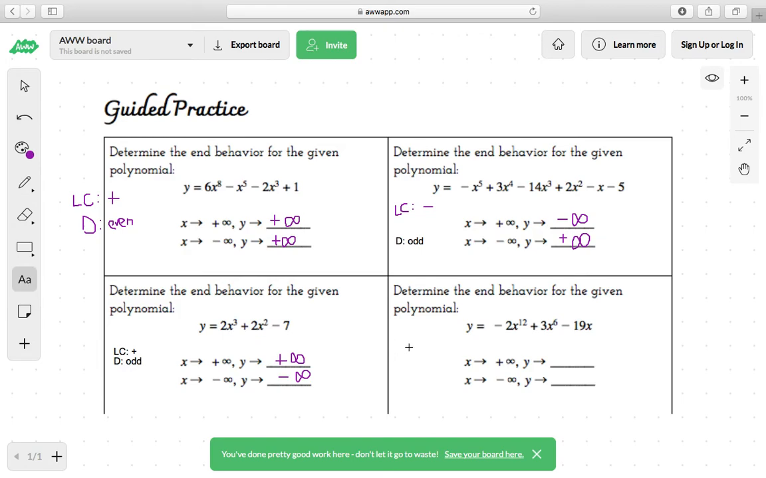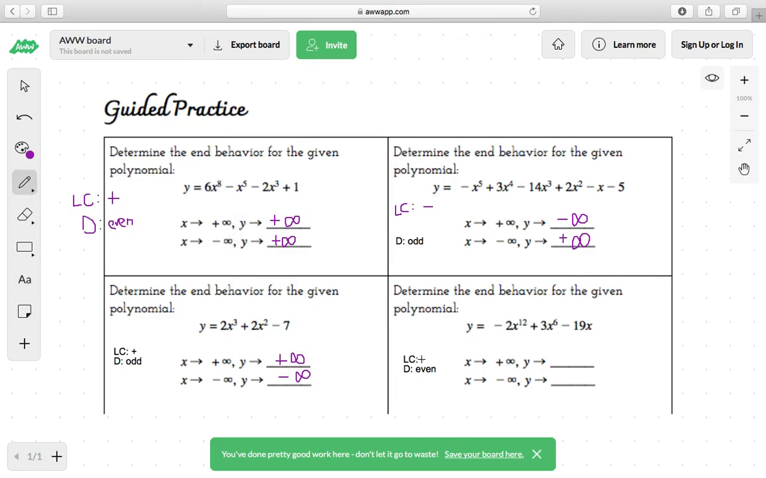And then the last example, again, I still like to label them. So my leading coefficient for this one is -2. So -2 is out in front. So my leading coefficient is negative. And yes, this is in standard form. My degree for this is 12. And 12 is an even number. It is divisible by 2, so it's even.